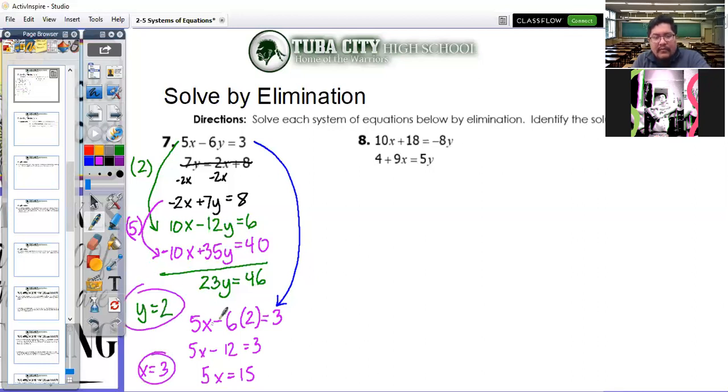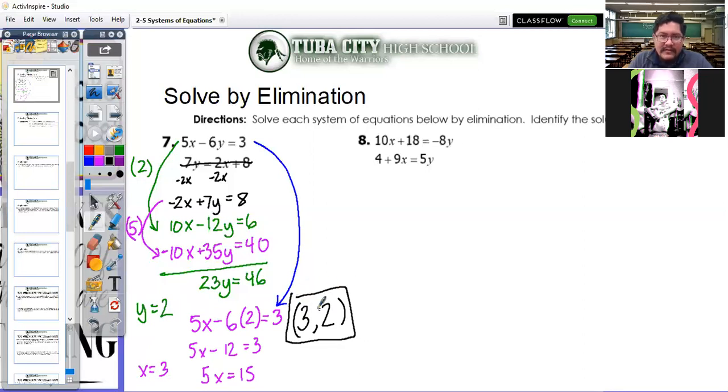So now I have both parts of the solution. The only thing left for me to do now is to write it as an ordered pair. 3 goes first because it's the x, and then 2 is the second one. It looks like we are done with this one. Not bad.